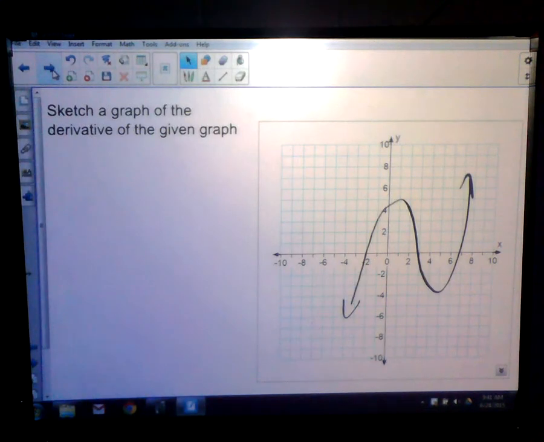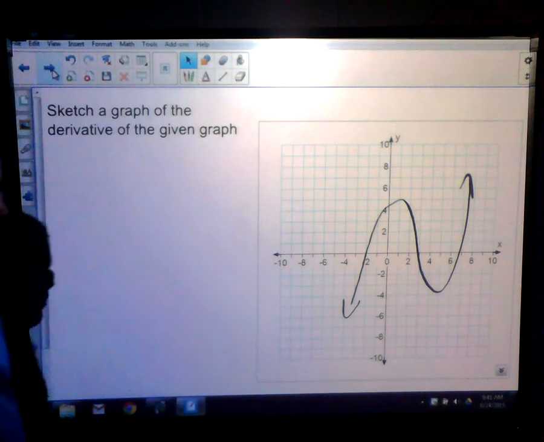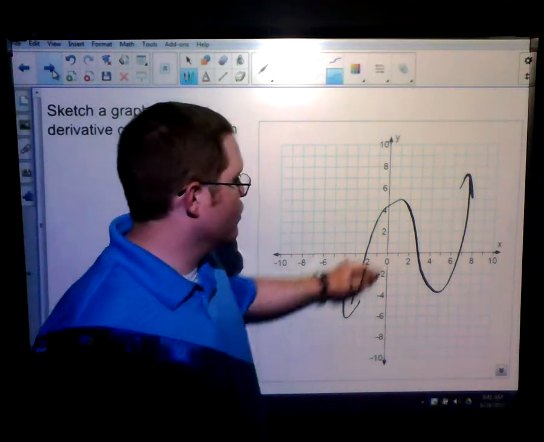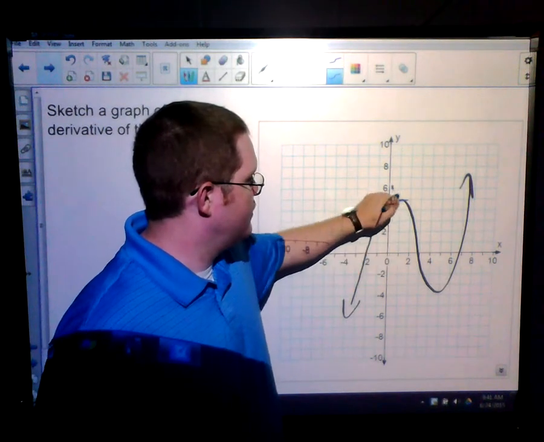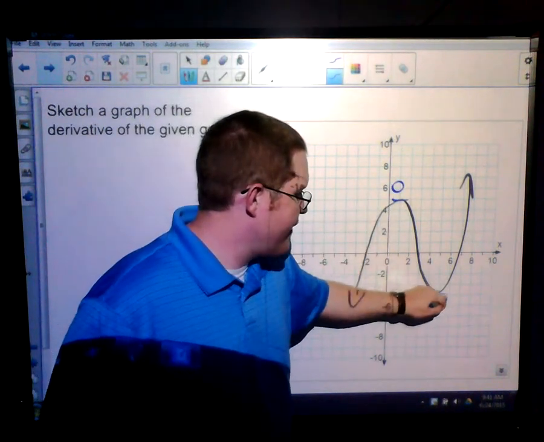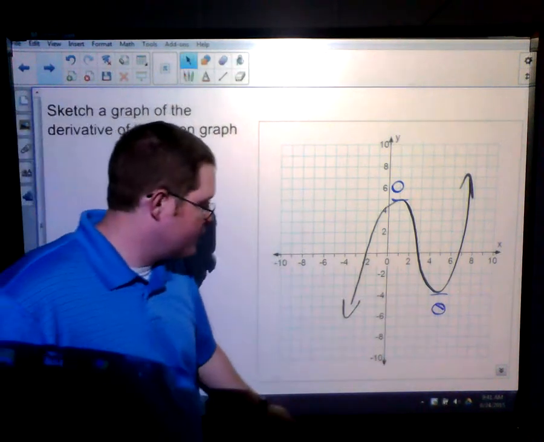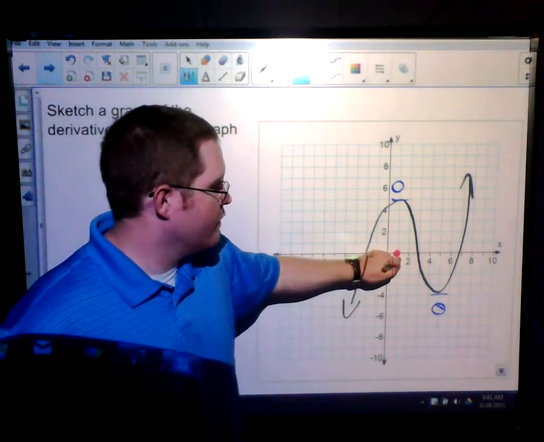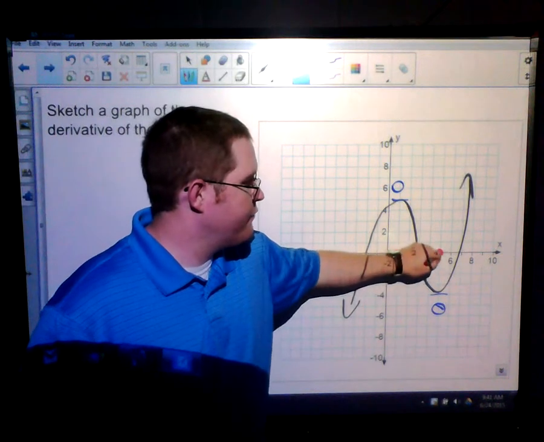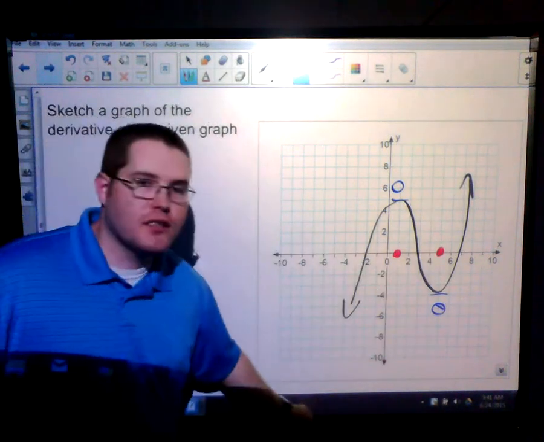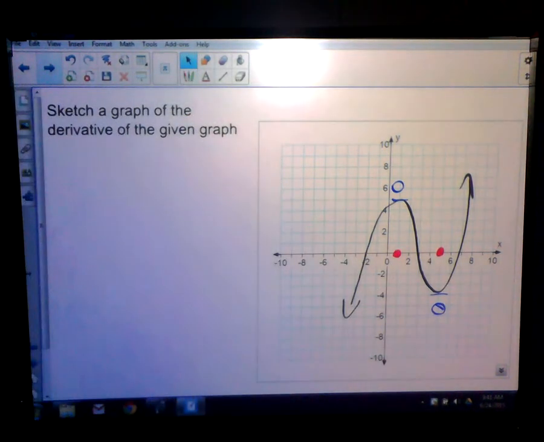Let's try another one. Again, I'm going to find all the horizontal tangents I can find and plot those as zeros on my derivative graph. So I see a horizontal tangent here at 1 and a horizontal tangent here at 5. So those are places where the slope is 0. I'm going to put a dot here at 1 and a dot here at 5 to represent the places where my slope is 0.